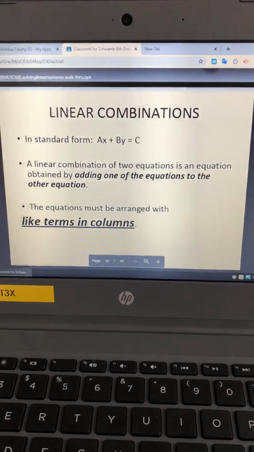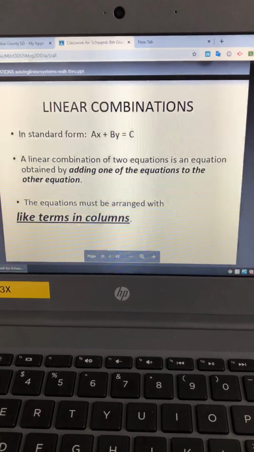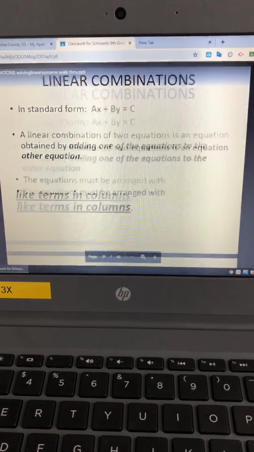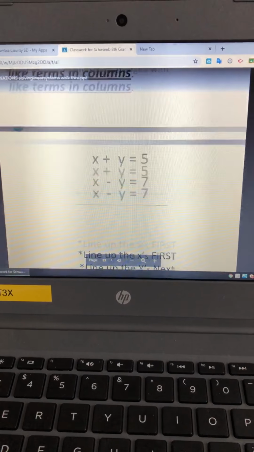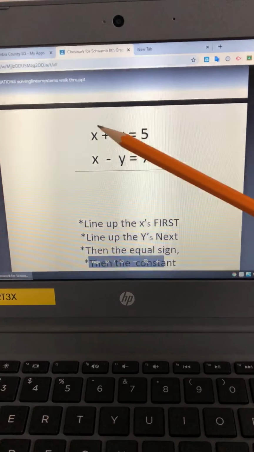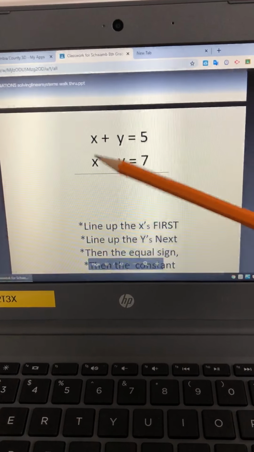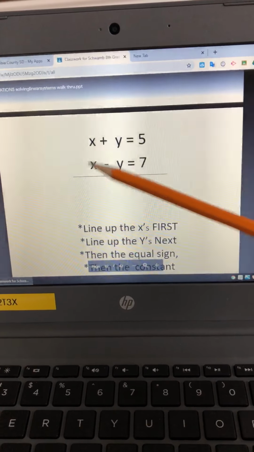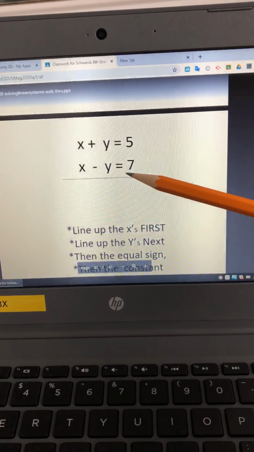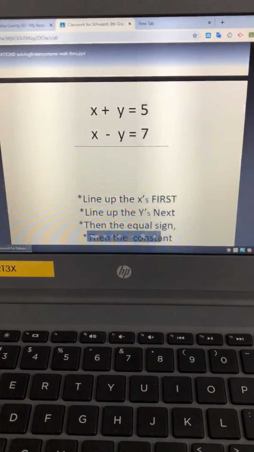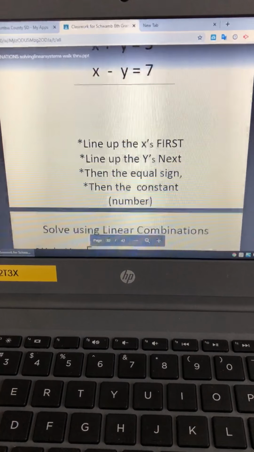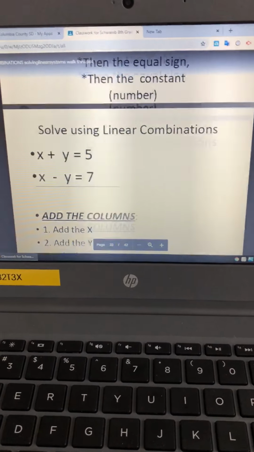They're going to give you two equations, and you're going to set these two equations up like an addition problem. So it's going to be in columns, so it'll look like this. Do you see how it's lined up, where like in an addition problem you would line up your common terms right above each other: the x's, the y's, the equal signs, and then your numbers over here on the right. Line up the x's first, the y's, the equal sign, then the constant. And then what you do is you just add the columns together.